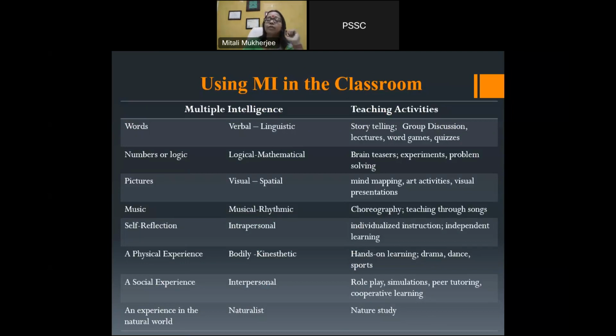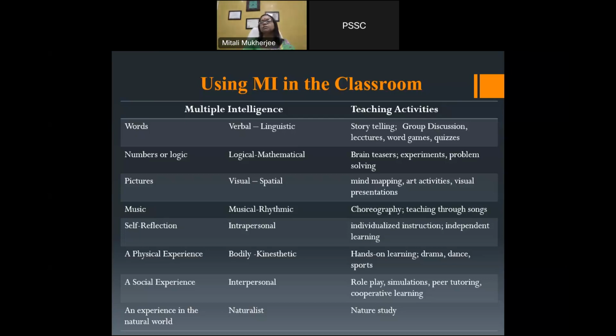For intrapersonal, individualized instruction, independent learning, self learning, the child will do. आप अकेले में उसको पढ़ाओ, एक उससे थोड़ा कनेक्ट हो जाओ, अलग, not in a group, the child will do well. Body kinesthetic means the child will learn well while doing activities like drama, dance, sports. Then interpersonal means when you allow the child to collaborate. Interpersonal, एक दूसरे से. वो कैसे होगा? जब आप group activities कराओगे, group projects कराओगे, तो ये बच्चे बहुत अच्छा perform करेंगे.